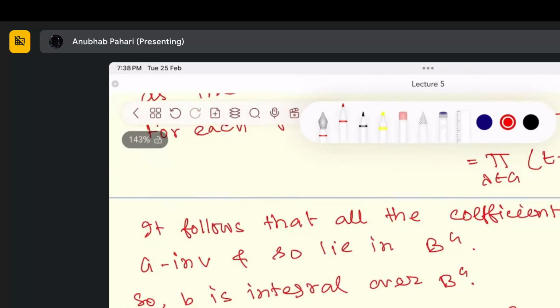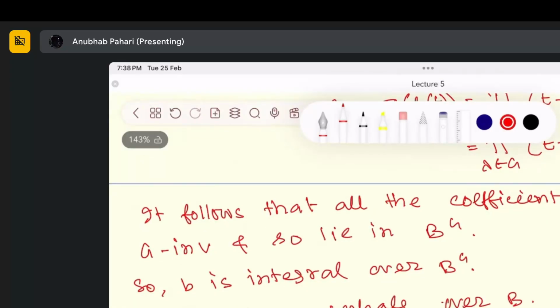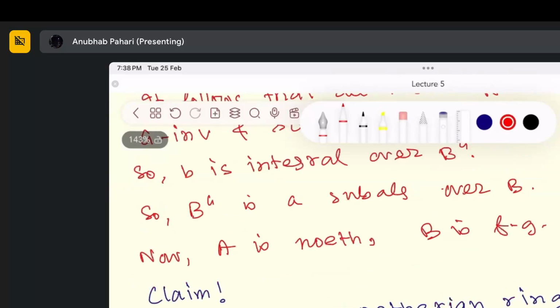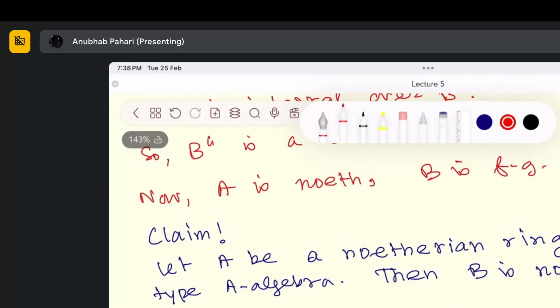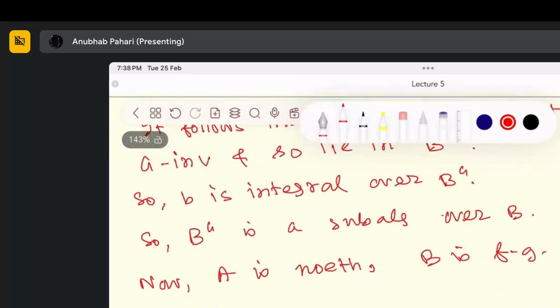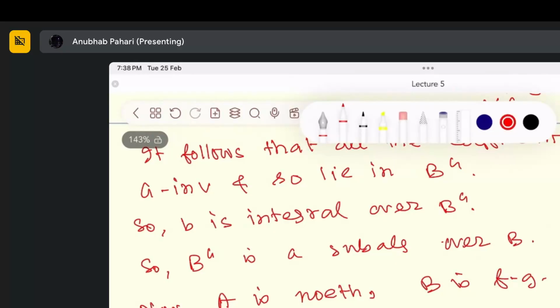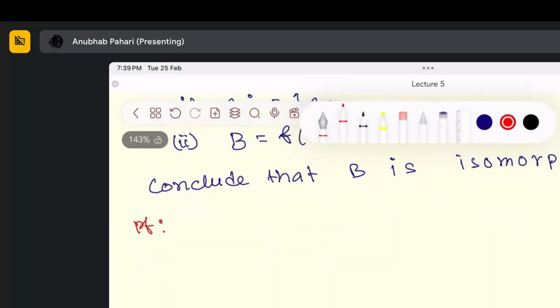So earlier I said something, I was thinking till now that maybe... and using this and the result that b is integral over bg. You have to use both of these results, then you can say okay.